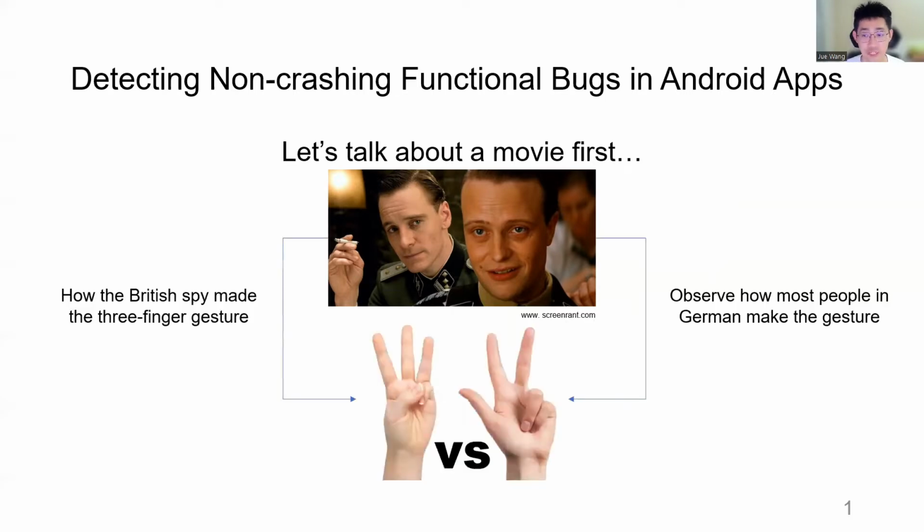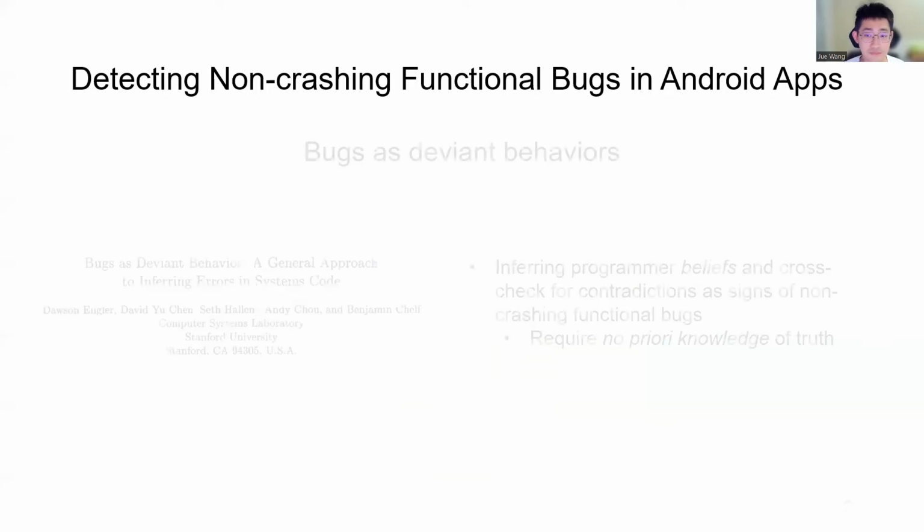When making a three-finger gesture, the spy did as on the left side, while the Gestapo observed that most people in Germany make the gesture as the right side shows. He then established a belief that the right side gesture is a common behavior, while the left side is an individual one, and thus identified the spy.